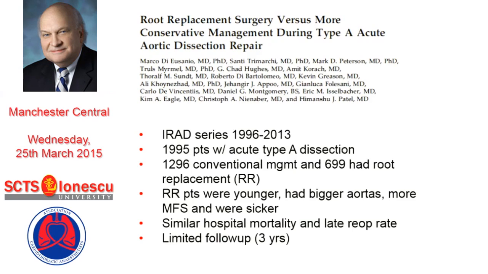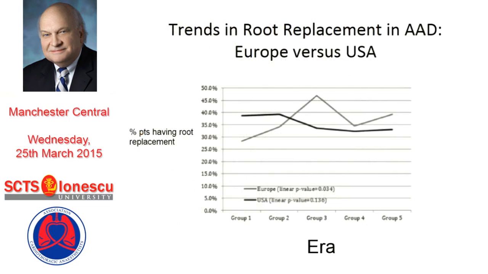So I think we're developing a consensus that's probably about the right ratio in one's practice. The patients who did have root replacements were younger, they had bigger aortas, more Marfan syndrome, and were sicker. But I think all we can say is, in the hands of experienced centers and good surgeons, the additional risk of replacing the root is still small, but that's a big if. And it's not clear that the benefit is extended to all.